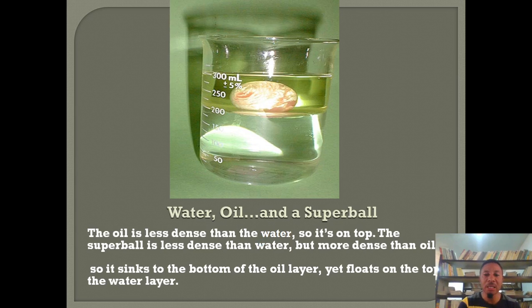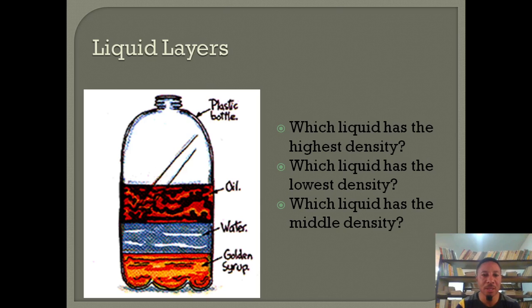Water, oil, and a super ball. Now consider this case. We have a super ball, water, and then oil. The oil is less dense than water, so it's on the top. However, the super ball is less dense than water, but more dense than oil. It actually sinks to the bottom of the oil layer, but doesn't sink any further. Okay, it actually floats on water but sinks in oil. So we have it at the bottom of the oil layer, right?